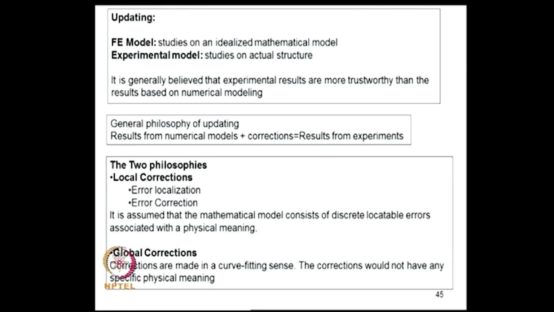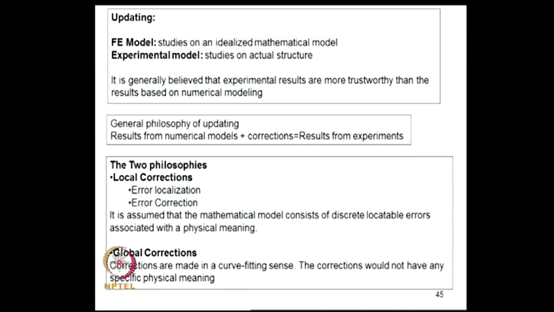Now, the problem of updating. The issue is that finite element models are aimed at studies on an idealized mathematical model, and experimental models are studies on the actual structure. So, it is generally believed that experimental results are more trustworthy than the results based on numerical modeling. The general philosophy of updating is that results from numerical models plus corrections lead to results from experiments. I mean, this is an oversimplified statement, but this is a general philosophy.